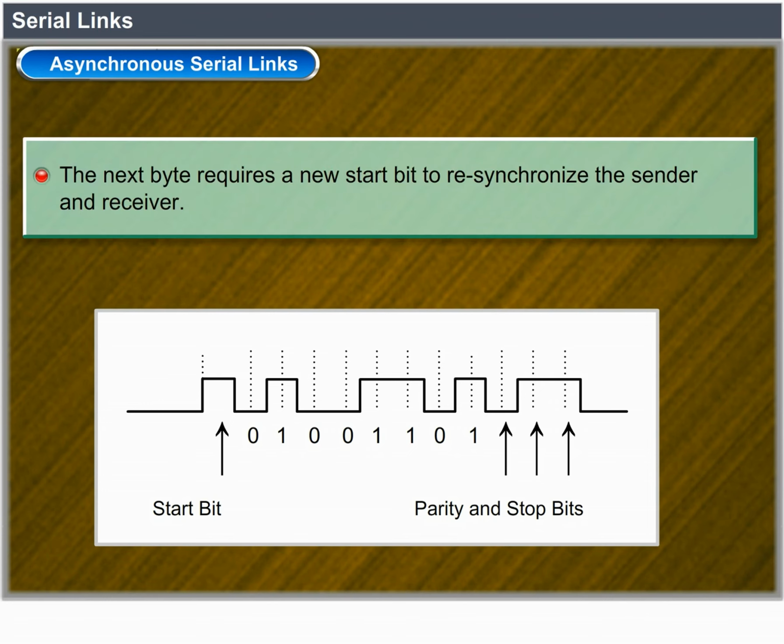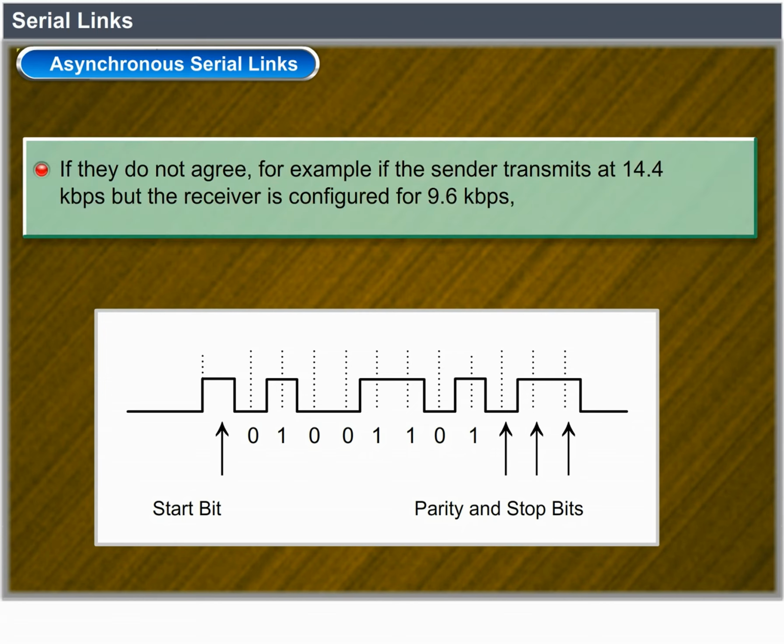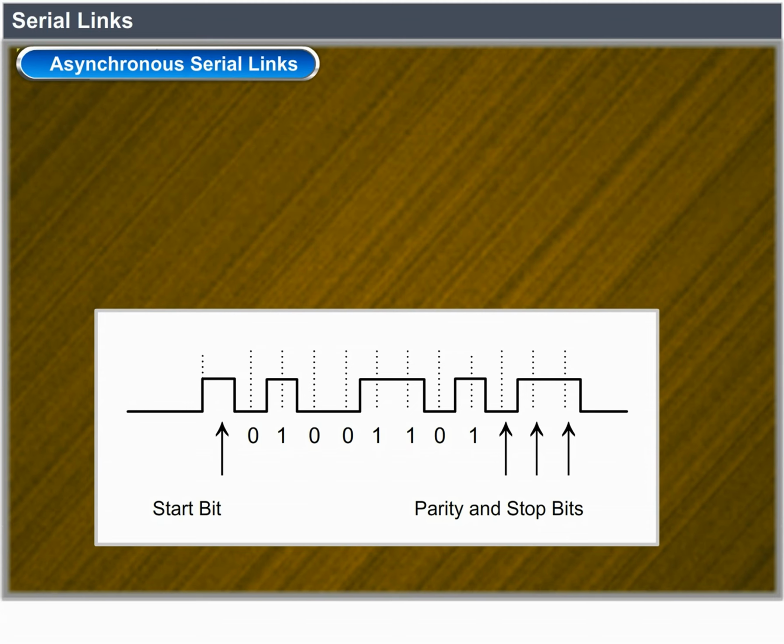Asynchronous links, since they lack clocking, require the sender and receiver to agree on the bit speed of the link. If they do not agree, for example if the sender transmits at 14.4 kbps but the receiver is configured for 9.6 kbps, gibberish will result, as almost anyone with an external modem has experienced from time to time.